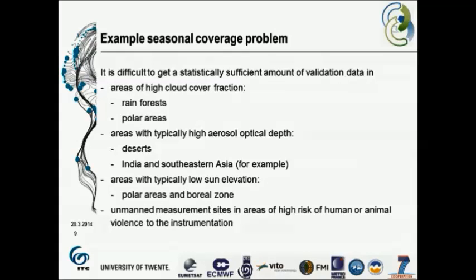So polar areas and a large part of the boreal zone are areas where you typically have difficulties caused by the low sun elevation. Then there are unmanned in-situ measurement sites in areas of high risk of human or animal violence to the instrumentation. Either there are areas that are politically unstable, or for some reason, but also animals are really problematic, like polar bears, which are known to eat almost anything, like electric cables and that kind of thing.